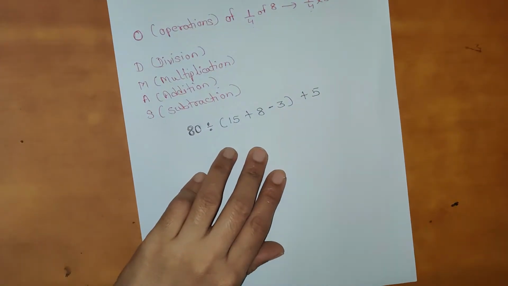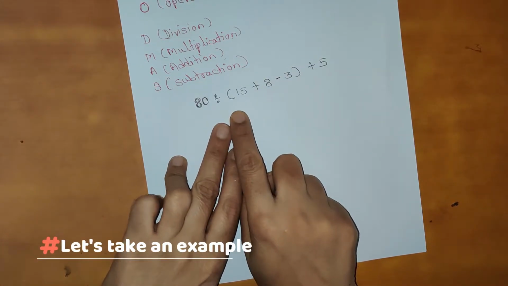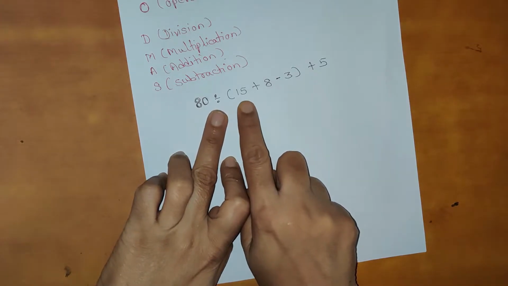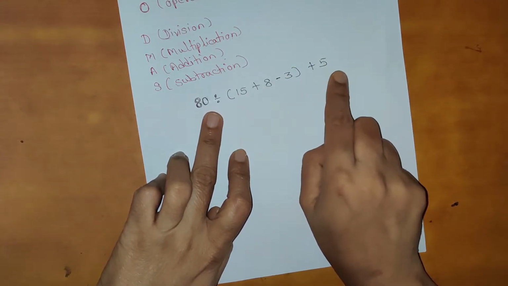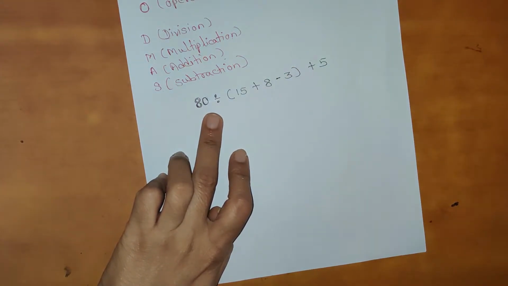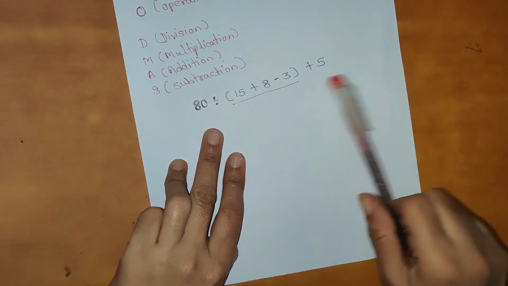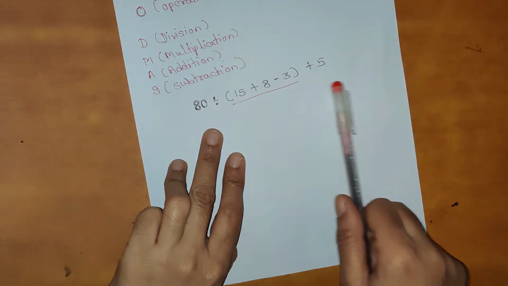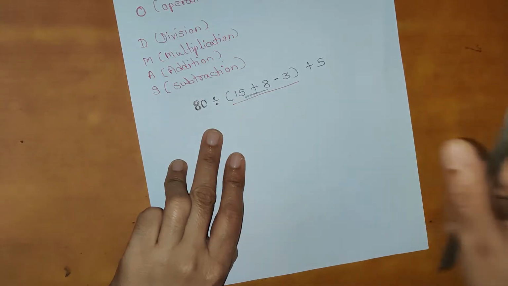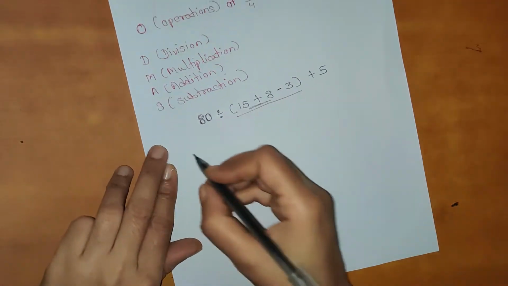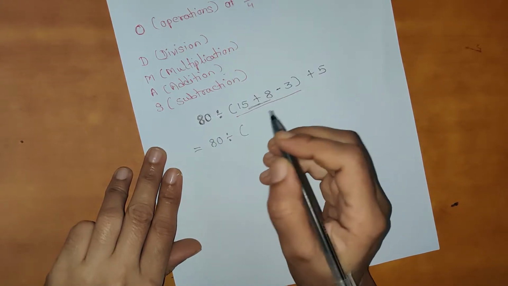For example, I will show how to solve this. Here it is given 80 divided by the round bracket 15 plus 8 minus 3, and after the bracket closes it is given plus 5. So the first step is to solve the bracket. In the bracket, plus and minus are given. So first we will solve the plus. We will write: equal to 80 divided by bracket 15 plus 8.